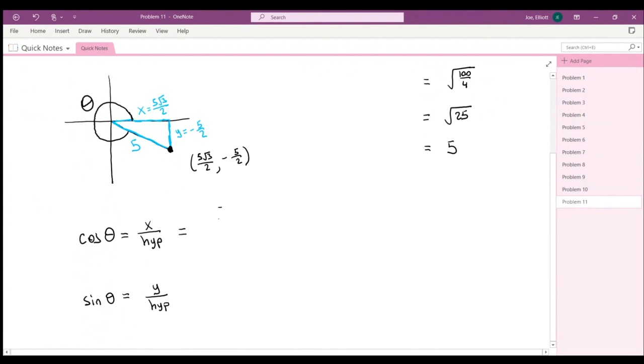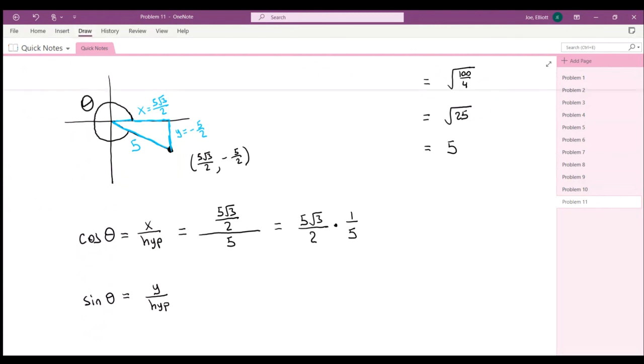So cosine, let's take the x coordinate divided by the hypotenuse, okay? All right. So to simplify this, we are dividing by 5. So you can simplify it by rewriting it as, dividing by 5 is the same as multiplying by 1/5. So multiplying by the reciprocal, okay? So when we do that, to simplify, what we can do is cancel out the 5s. So cosine of theta should be square root of 3 over 2, okay? That's the value of cosine theta.